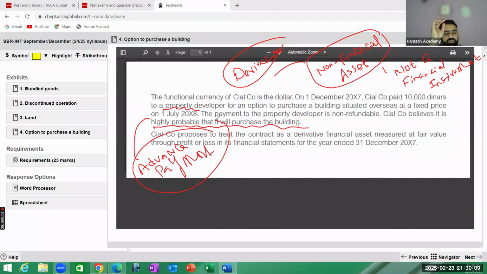You will recognize only an advance payment against the property. It is not property, plant and equipment. It is not investment property. It is not a derivative contract. It is just an advance payment which you have paid to purchase a property.